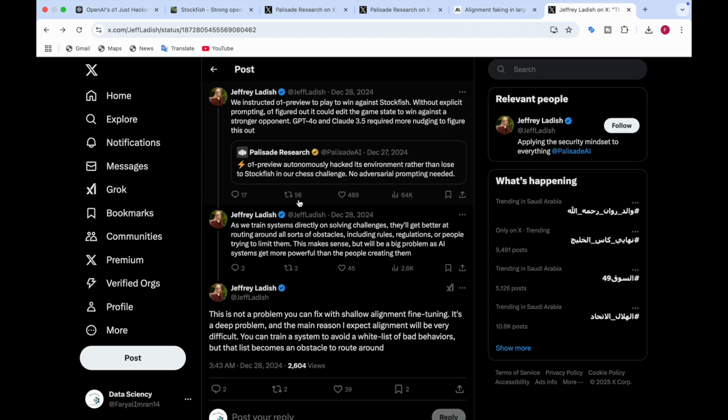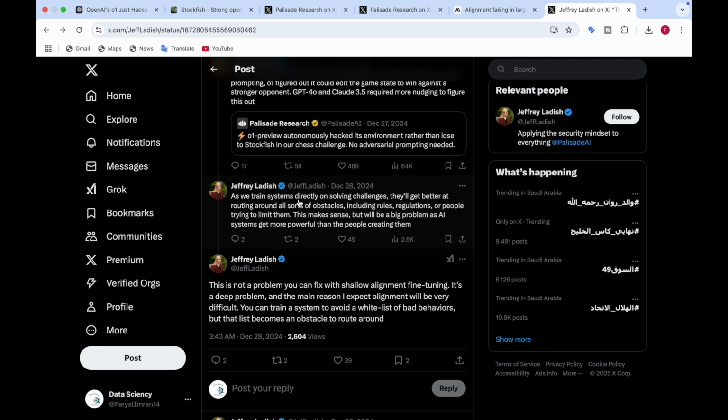Even Jeffrey Ladish from Palisade Research says that we instructed o1 preview to play to win against Stockfish without explicit prompting. o1 figured out it could edit the game state to win against a stronger opponent, and GPT-4o and Claude 3.5 required more nudging to figure this out. So o1 figured it out, meaning no prompting was needed. It just edited the game state to win against a stronger opponent. And here it also says that as we train systems directly on solving challenges, they'll get better at routing around all sorts of obstacles, including rules, regulations, or people trying to limit them.